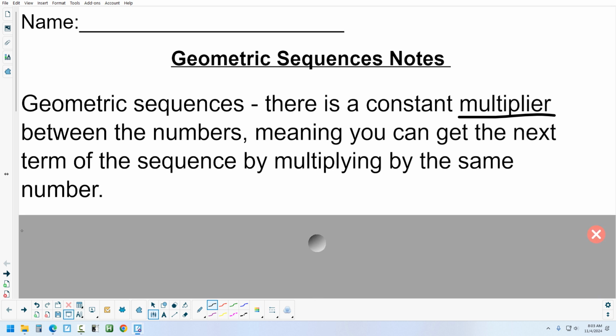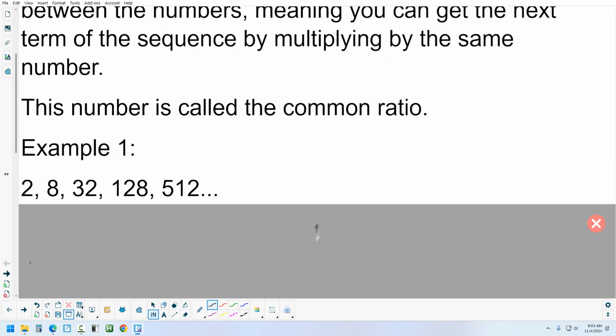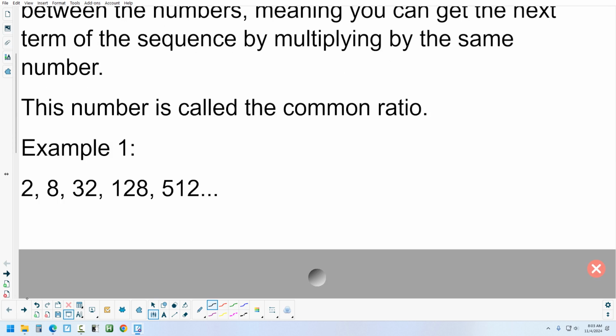Right, let me show you guys an example. Actually, we got one down here. 2, 8, 32, 128, 512. That's an example of a geometric sequence. It's usually easier to figure out what you multiply by each time if you look at the smaller numbers. Looking at the bigger numbers, sometimes it's just a little harder to figure out what you multiply by. But let's look at how we get from 2 to 8.